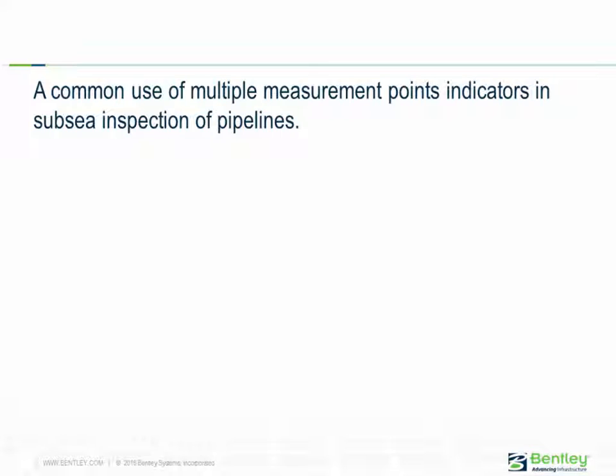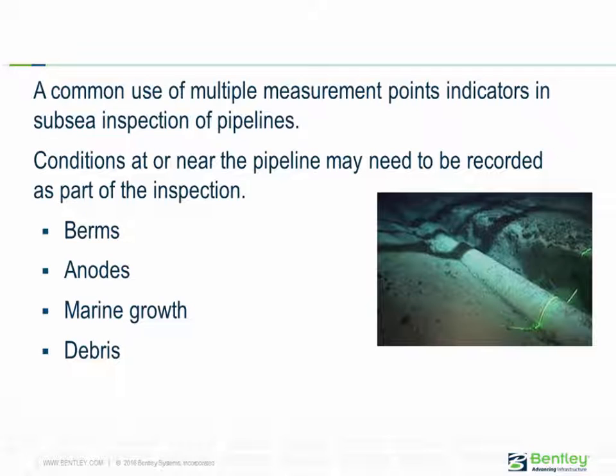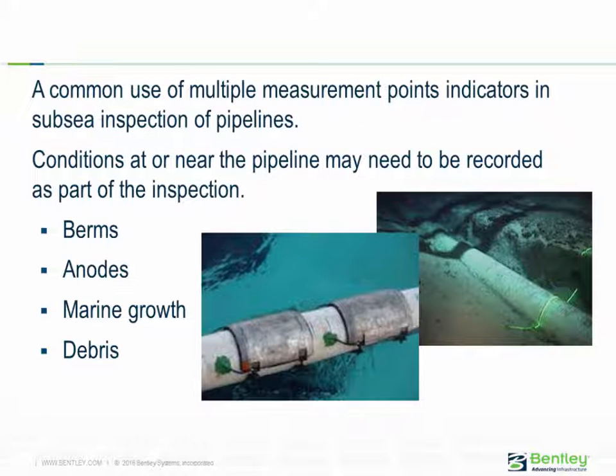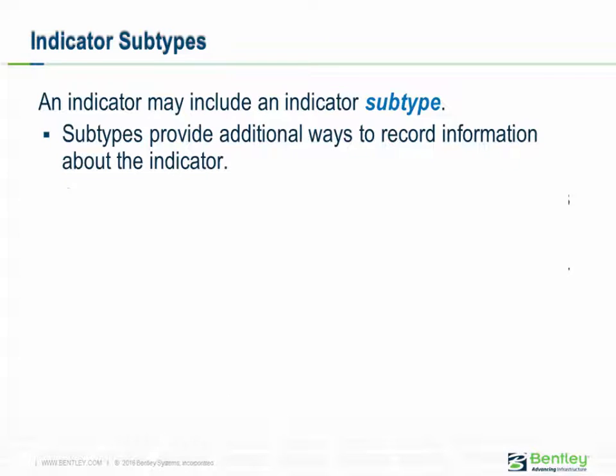As stated previously, a common use of multiple measurement points is a subsea inspection of pipelines. As the pipes are located on the seabed, there are a number of conditions that may need to be recorded at the measurement point level as part of a robust inspection. These may include the span of a pipe section, whether or not there is a berm at the inspection point, as well as the condition of the berm, anode readings, marine growth, debris in the area, etc.